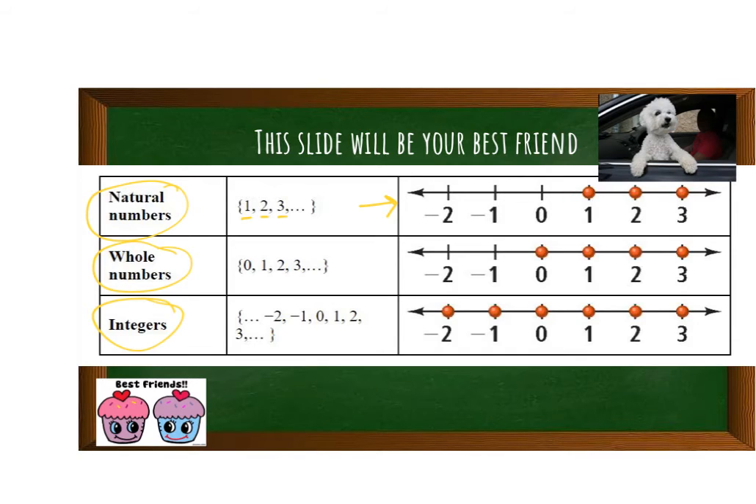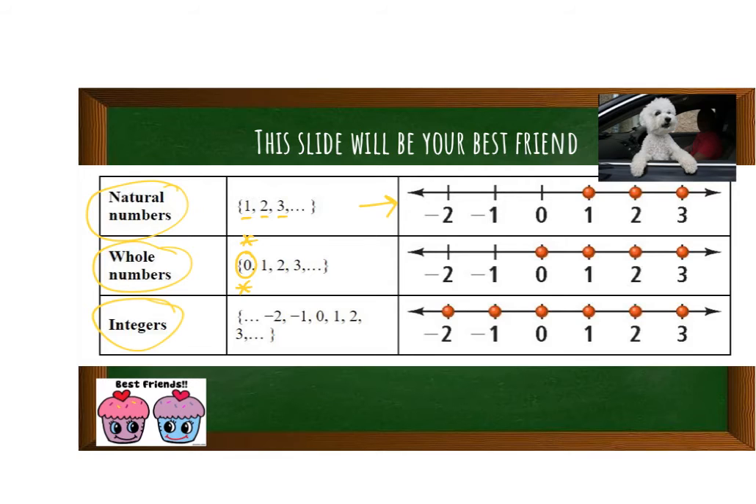So 1, 2, 3, going on forever, okay? Whole numbers. The whole numbers are all the natural numbers plus 0. So that 0 is very important. Those are called whole numbers, okay? One way I used to remember it was whole. Think about a 0 as a whole. If you include the whole, you have all the whole numbers, okay?